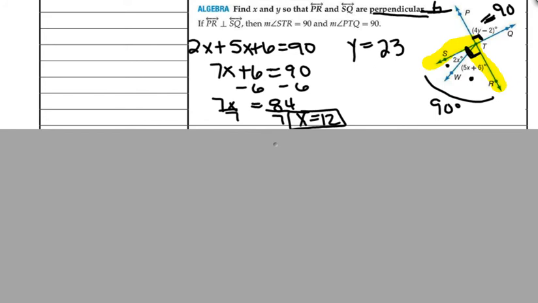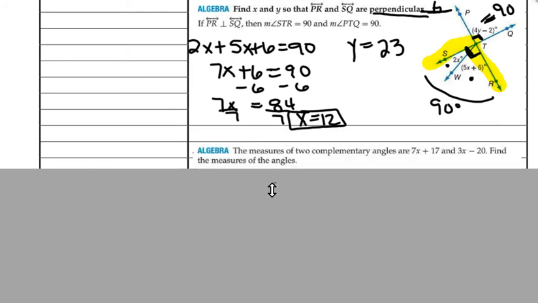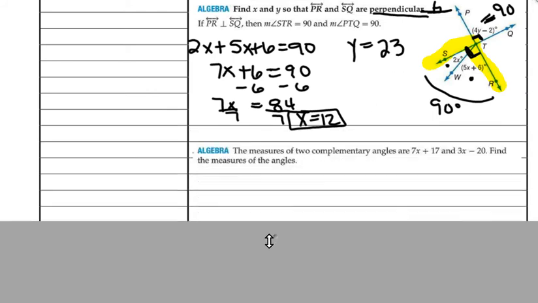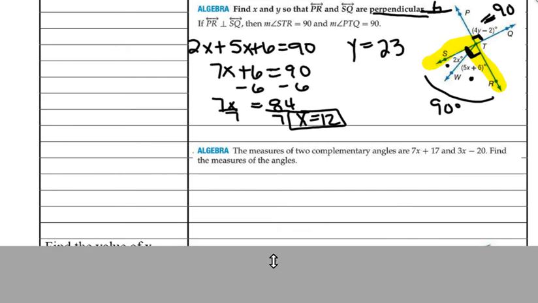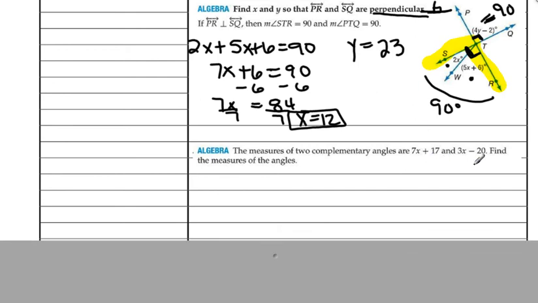If you do not get y equals 23, go ahead and raise your hand and I'll be happy to come on over and help you. Okay, the next example, go ahead and take a minute, copy this down in your notes. The measures of two complementary angles are 7x plus 17 and 3x minus 20. So what does complementary mean? Find the measures of the angles.